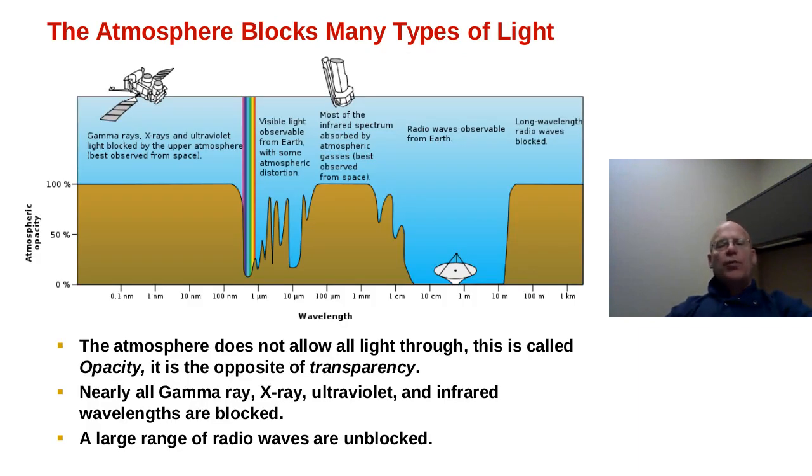But for other kinds of light, the atmosphere doesn't just blur it, it blocks it. And some of that is good for us. Some of it is bad for astronomy. There's certain radio frequencies that we can't detect that won't make it to Earth, but most of them do. That's good. We call that a radio window.